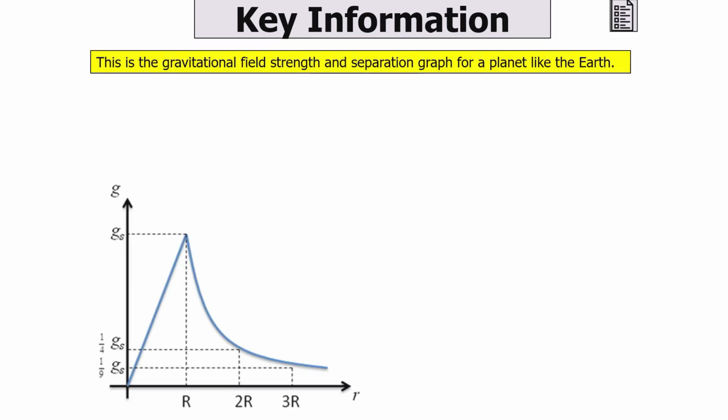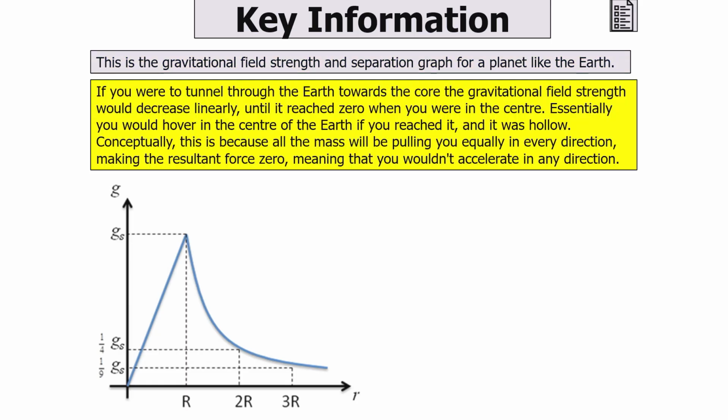So here is a gravitational field strength and separation graph for a planet like the Earth. If you were to tunnel through the Earth towards the core, the gravitational field strength would decrease linearly until it reached zero when you're at the centre. Essentially, you would hover in the centre of the Earth if you reached it and it was hollow. Conceptually, this is because all the mass would be pulling you equally in every direction, making our resultant force zero, meaning you wouldn't accelerate in any direction.